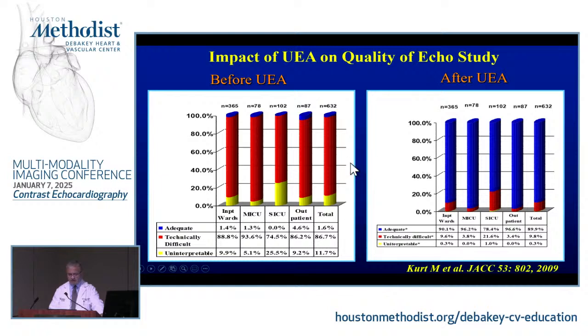After contrast, in yellow is uninterpretable, in red is technically difficult. Most of them went into adequate, interpretable studies. There's still some left over in the SICU where technically difficult, and very few still completely uninterpretable, and that's life, right? The lowest utilization to start with, and impact, is in the outpatient setting, right? And the highest and most difficult people are in the ICU, particularly in the SICU.